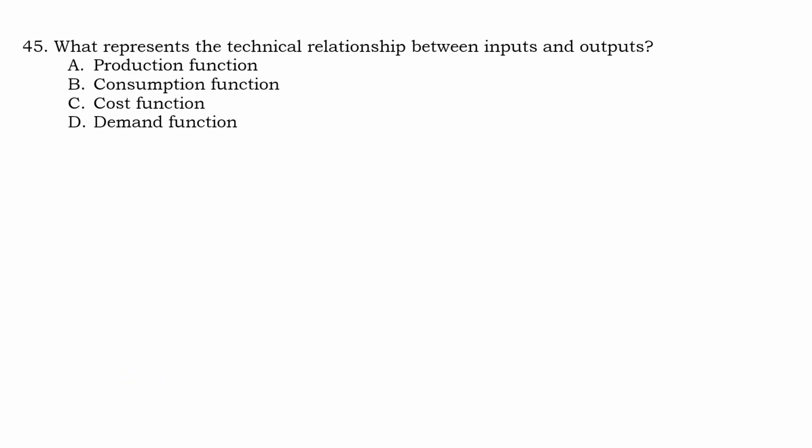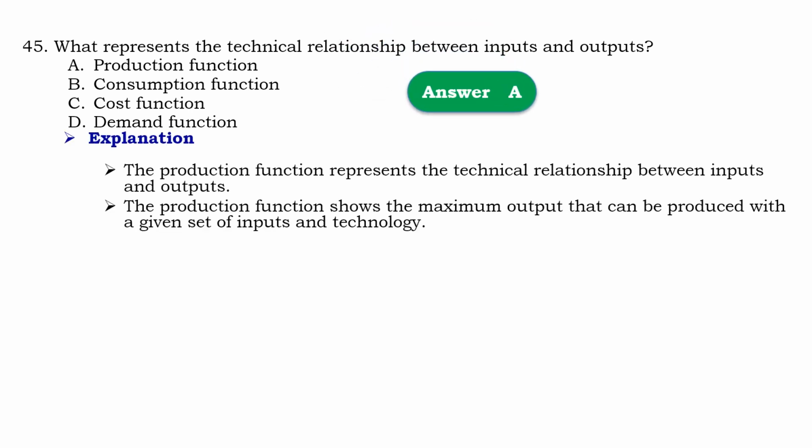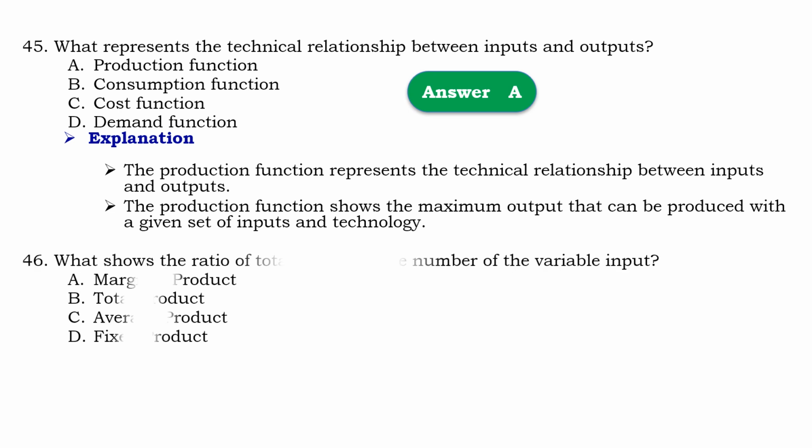Question number 45. What represents the technical relationship between input and output? That should be a production function. This means that production function represents the technical relationship between input and output. The production function shows the maximum output that can be produced with a given set of inputs and the technology.